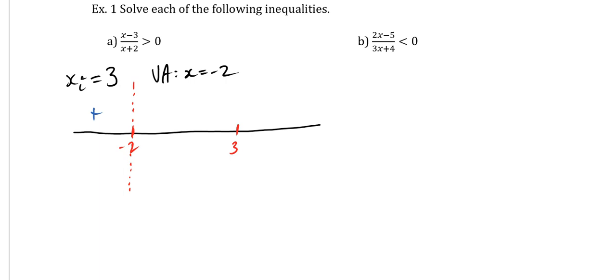And with polynomial functions, unless there was a reason to it, the sign kind of flipped back and forth. With rational functions, it won't always. Not as often. Sometimes it will, sometimes it won't. So we really do have to test. What's a good value to test in this middle interval?